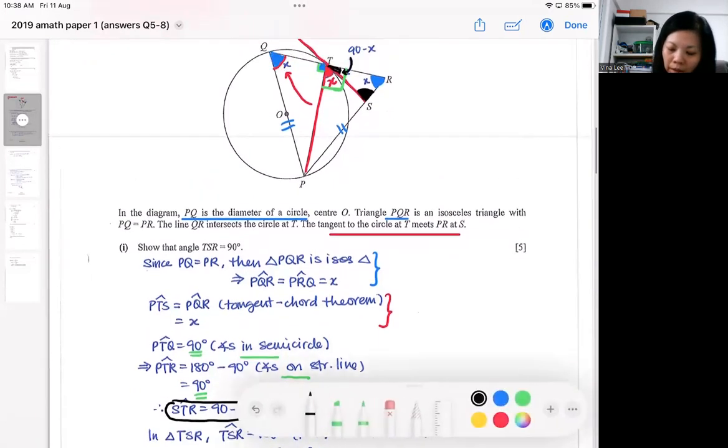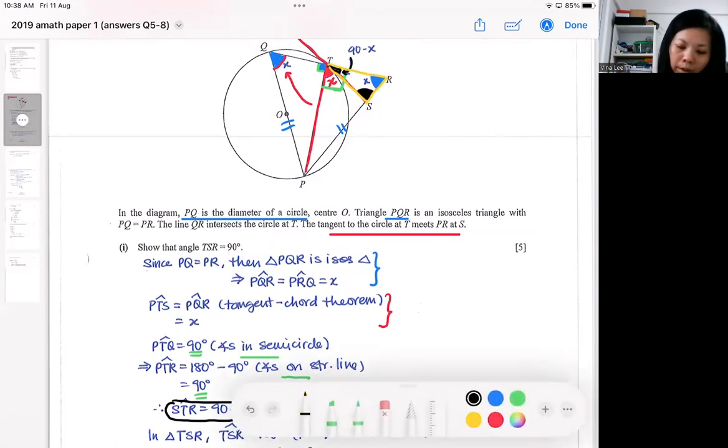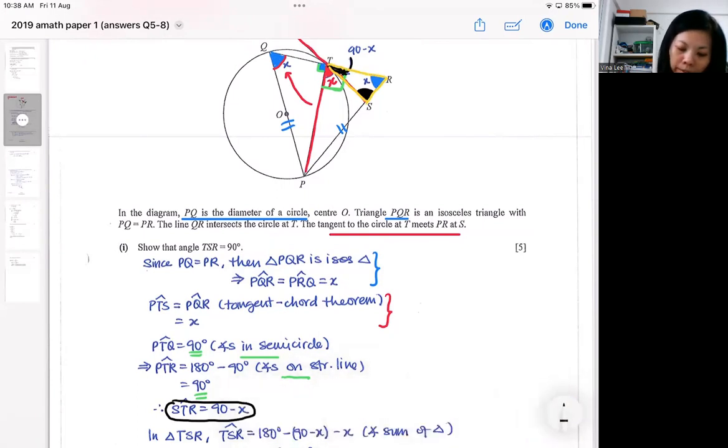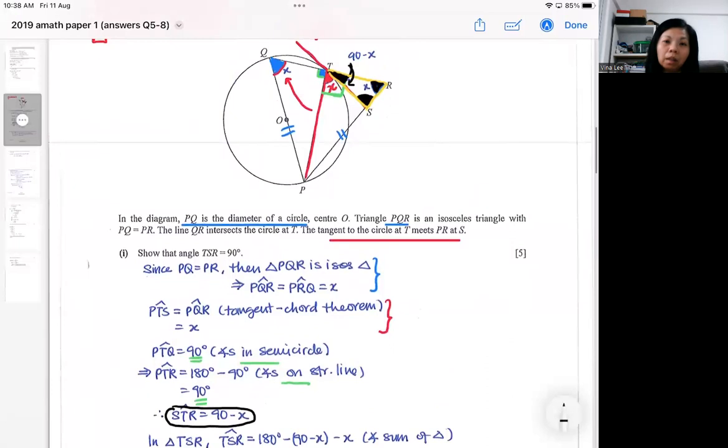Then very easily, you narrow down to this triangle, and you realize that you already have two algebraic expressions for the angles. One is 90 minus x, one is x. If you just apply your angle sum of triangle, as I did, I get TSR to be 90 degrees. You plan out first, then you can start writing it.